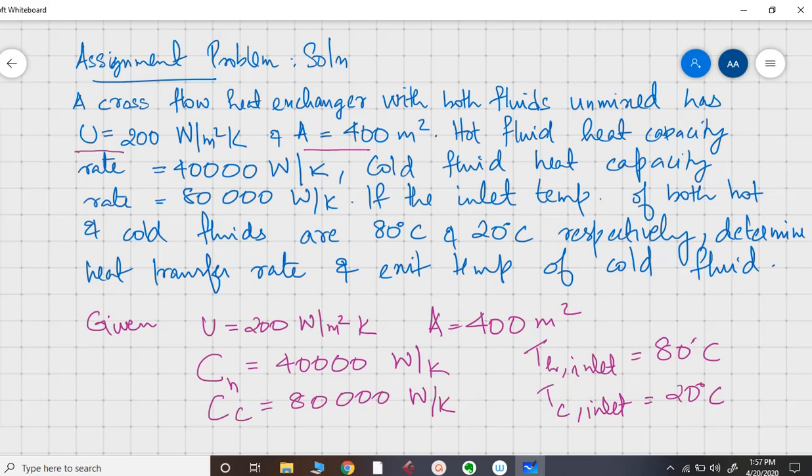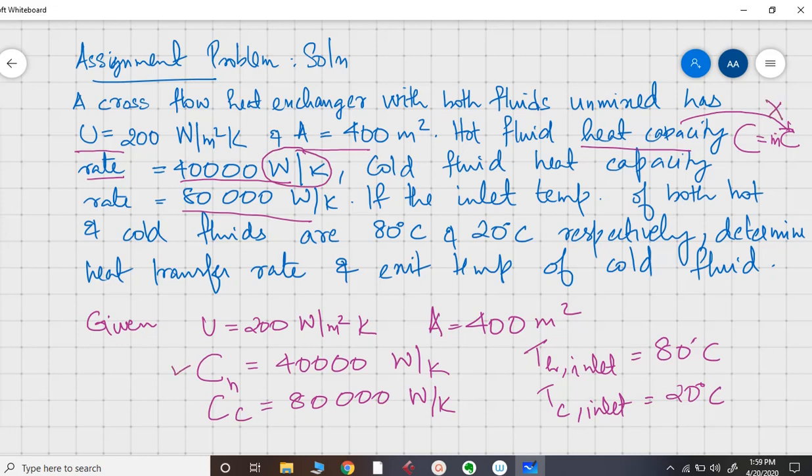Now this is one place where you can make a mistake. What is given is the hot fluid heat capacity rate. This heat capacity rate is capital C, which is the product of mass flow rate times the specific heat c. It is not to be confused with specific heat. Verifying the units would be a good practice in order to avoid this confusion.